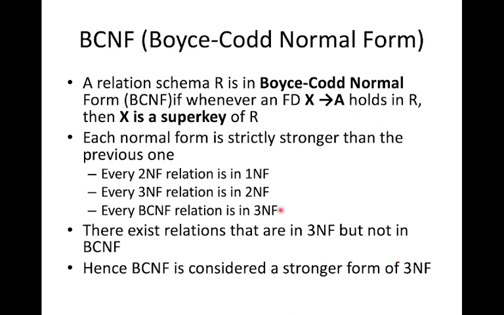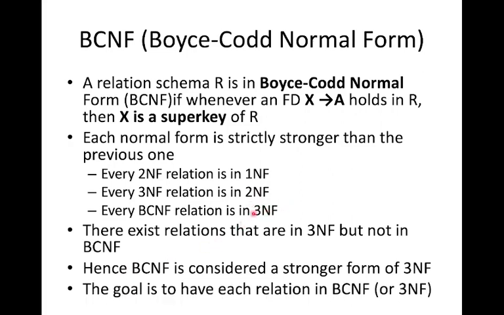So usually when you design these tables, you have to normalize at least up to third normal form, and if possible, you can normalize up to BCNF also. It is mandatory that you normalize at least up to third normal form. So the goal is to have each relation in BCNF or in third normal form. Okay, so this is the condition.